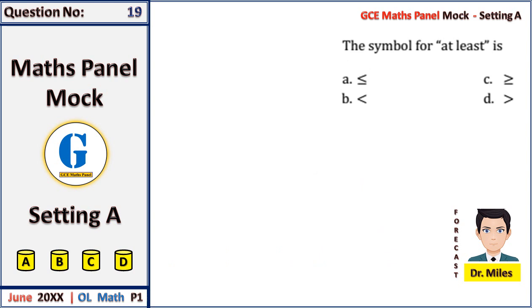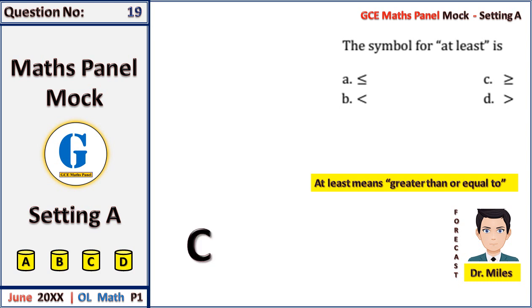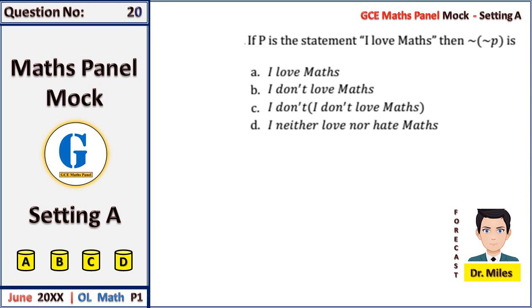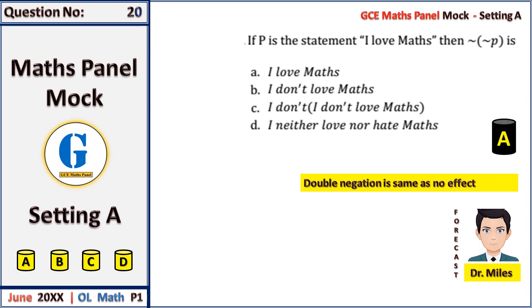The symbol for at least, normally at least means greater than or equal to. So the only option here is C. If P is the statement I love maths, then the negation of the negation of P, a double negation, is the same as no effect, so P remains unchanged. So the answer is I love maths.